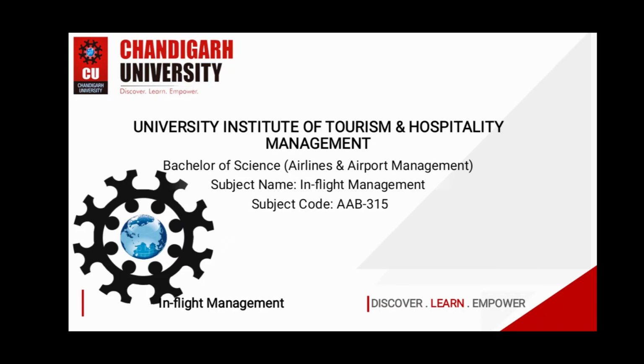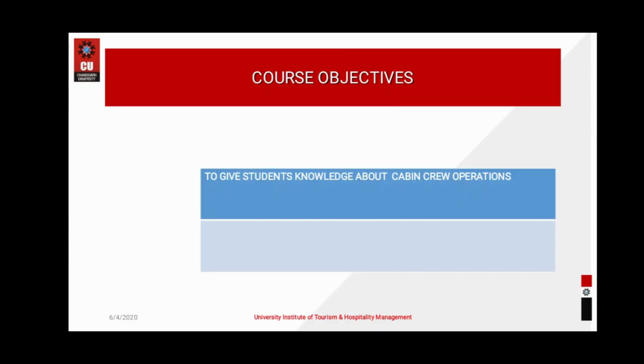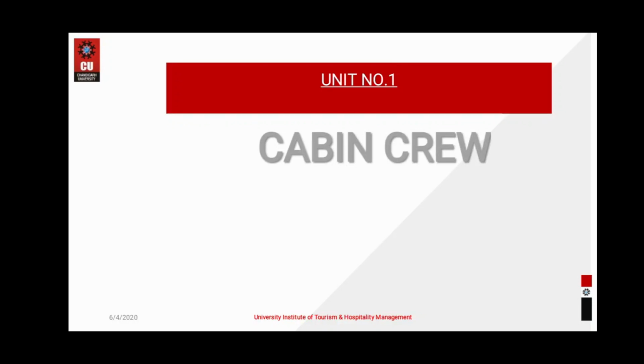First, let's have a look at the course objectives. The objective of this PPT is to give students knowledge about cabin crew operation: how they work, what their jobs, responsibilities and criteria are. Everything will be discussed in this topic. Let's start with the introduction part.